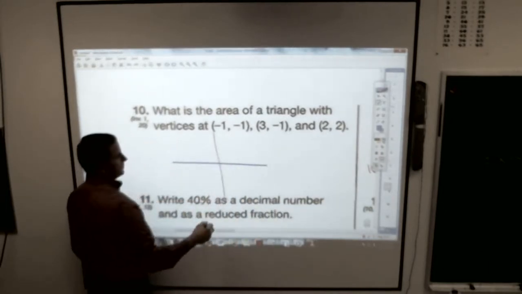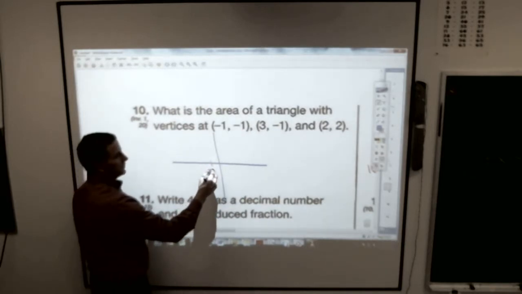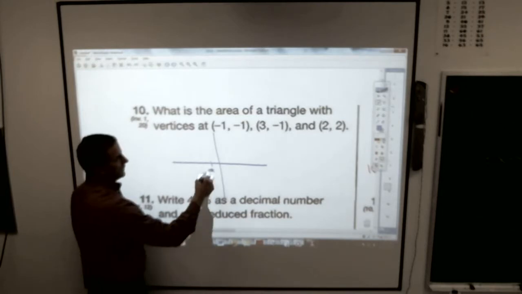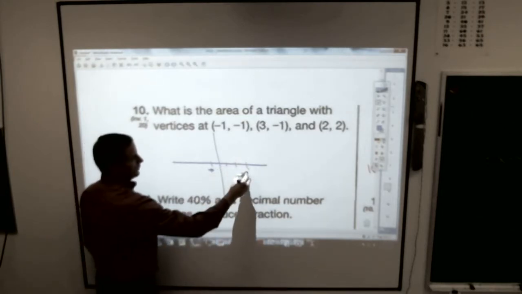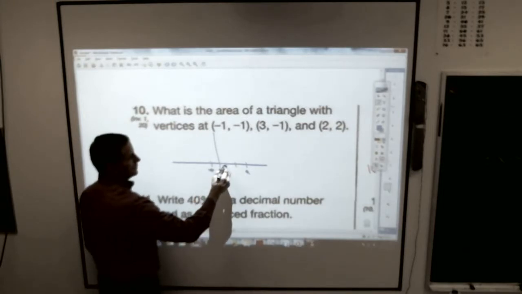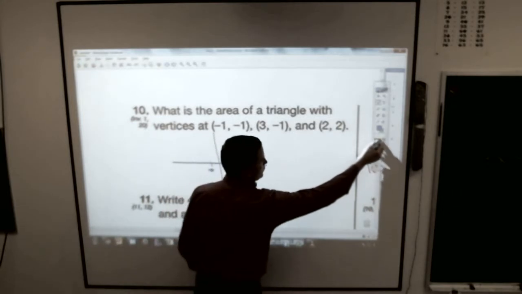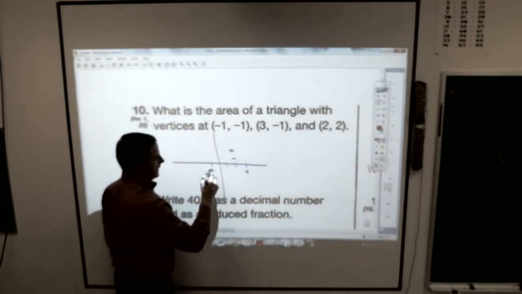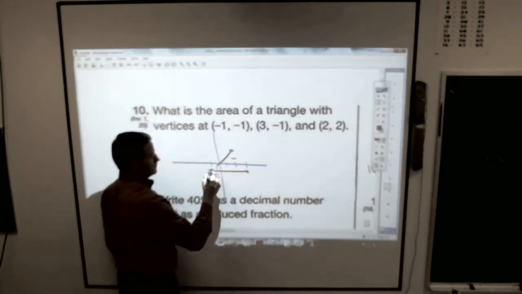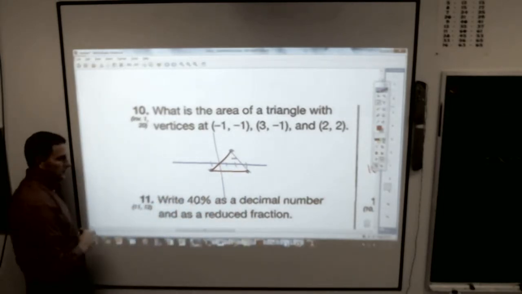First of all, you have to plot your points, and I would definitely use a ruler if I were you. Negative 1 is here, correct? 3, negative 1 is right here, and 2, 2 is there. So you end up with this triangle, correct? Correct. And then I would write down the formula for the area of a triangle.